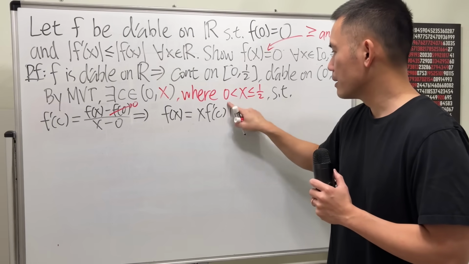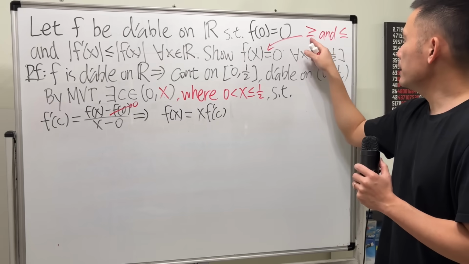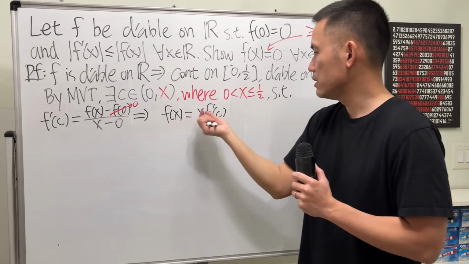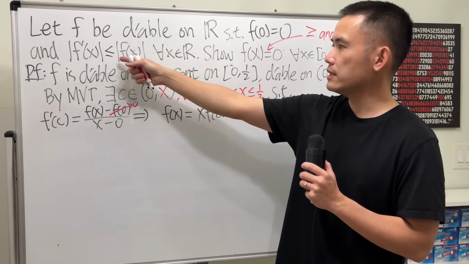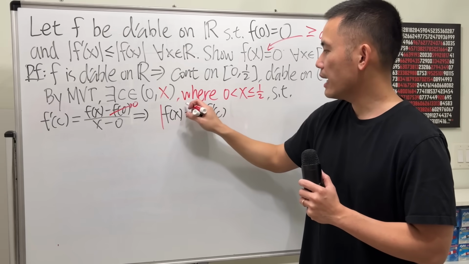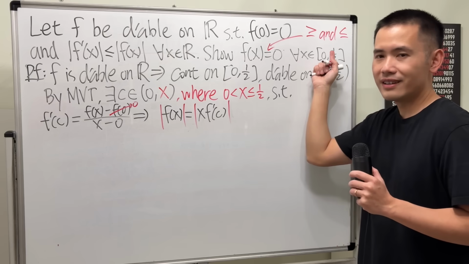So far, so good. But now what though? Have a look. We want to show these two inequalities, and we do have this inequality that's given. We have the derivative. But before we can use this inequality, we need the absolute values. And in fact, if I take the absolute value to both sides, I get an inequality right here for free.